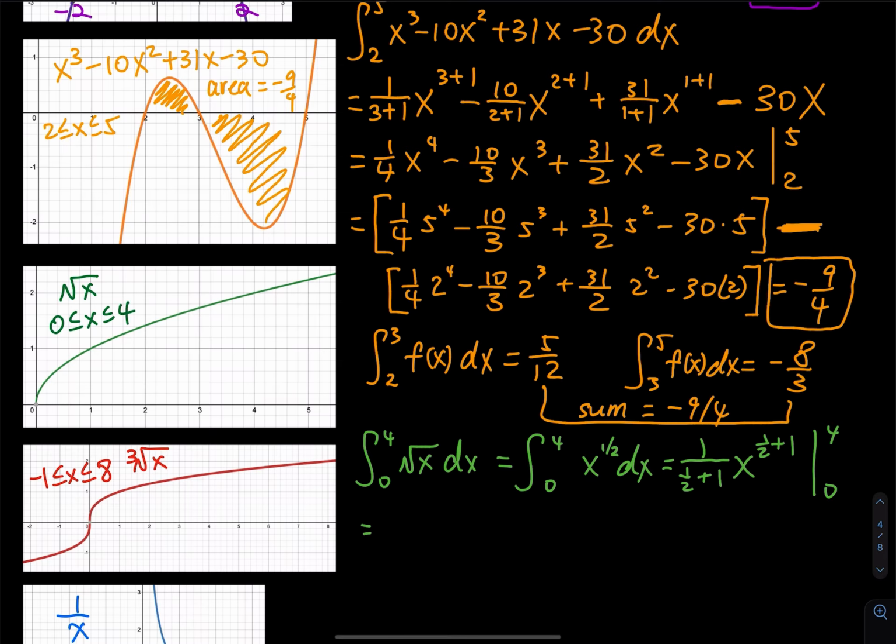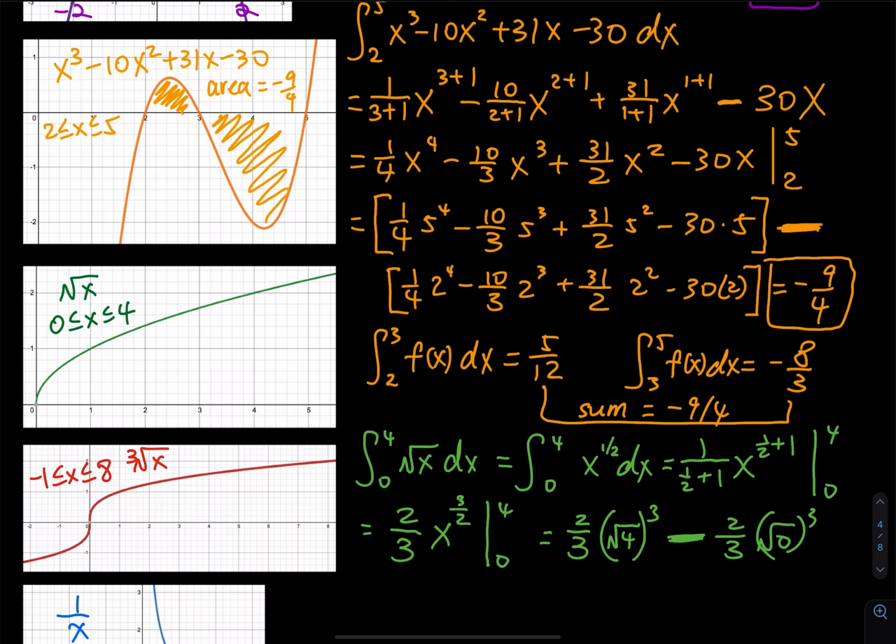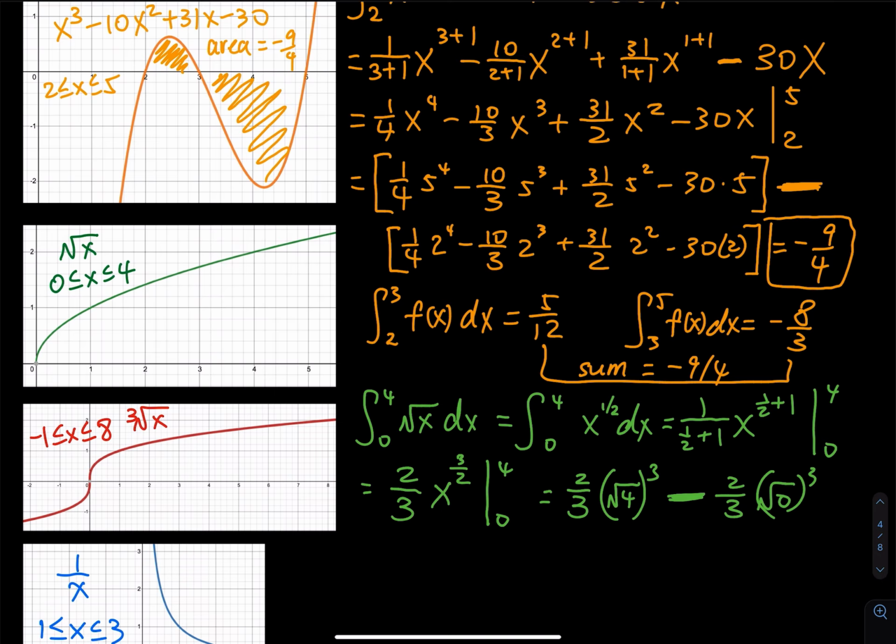And then you have 1/2 plus 1 is 3 over 2. You put that in the denominator, so the reciprocal is 2 over 3, and then such that x goes from 0 to 4. And then you can take the derivative of this to get back to the original function. Plug in the 4, plug in the 0. So you have a 2 over 3. So you plug in the 4, you have the square root of 4 to the third power, always a minus, and then 2 over 3, and then you have the square root of 0 to the third power, that is just a 0. And then what is the final answer?